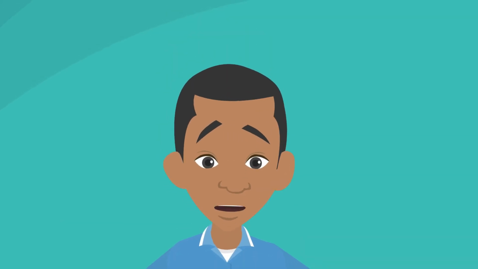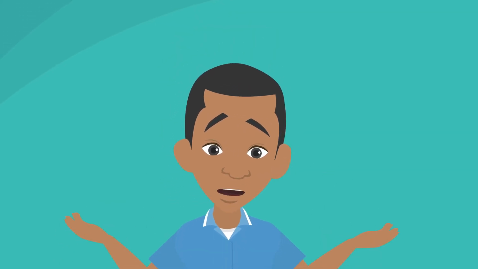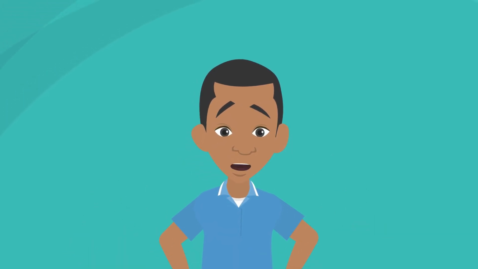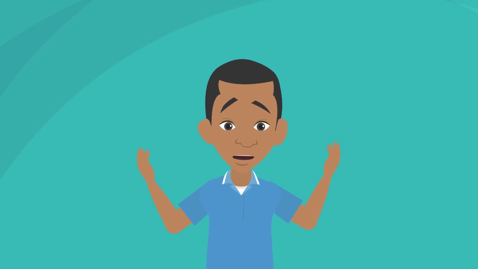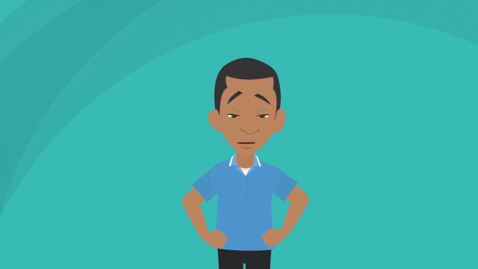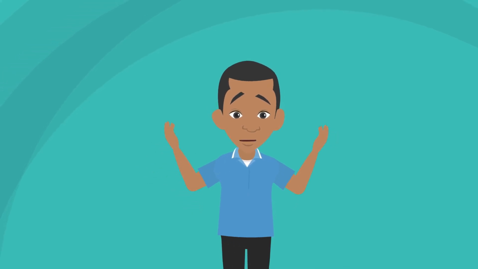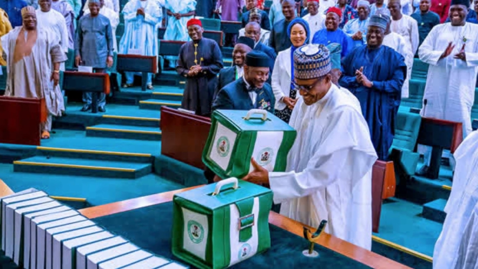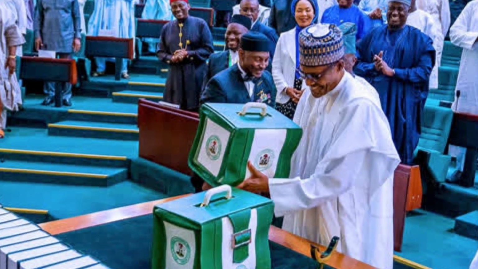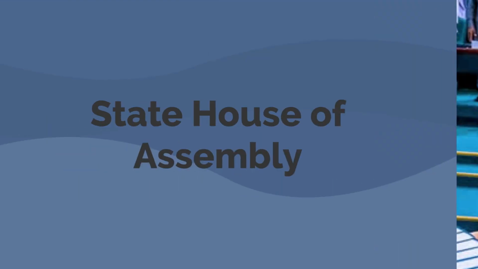Now, to be recalled means to be removed by the people that voted you in, basically. What needs to happen is that more than half of the registered voters in that member's constituency have to sign a petition of no confidence and submit that to INEC. And finally, for the National Assembly, it is the duty of the President of the country to prepare the national budget. Now, we move to the State House of Assembly.